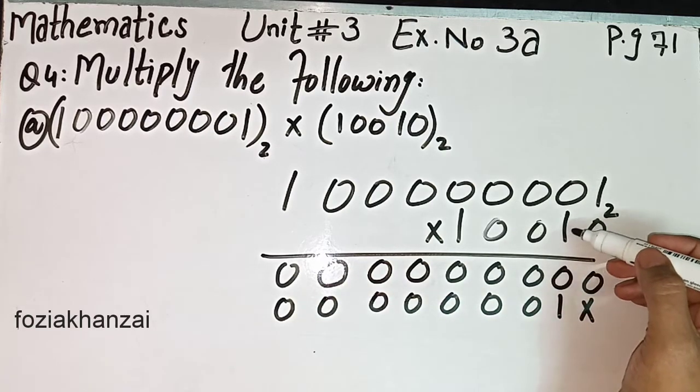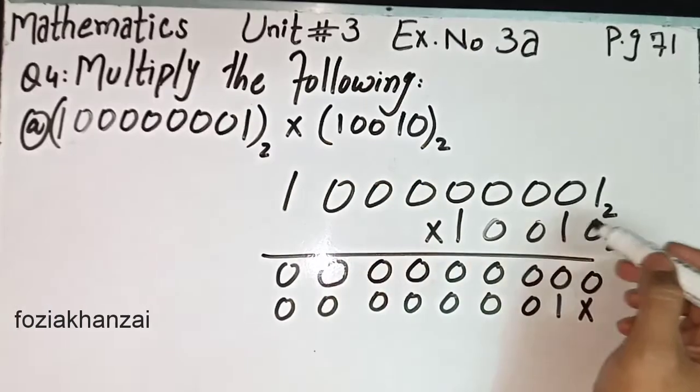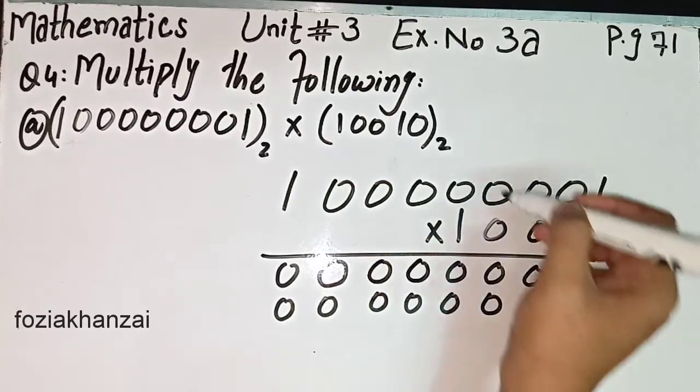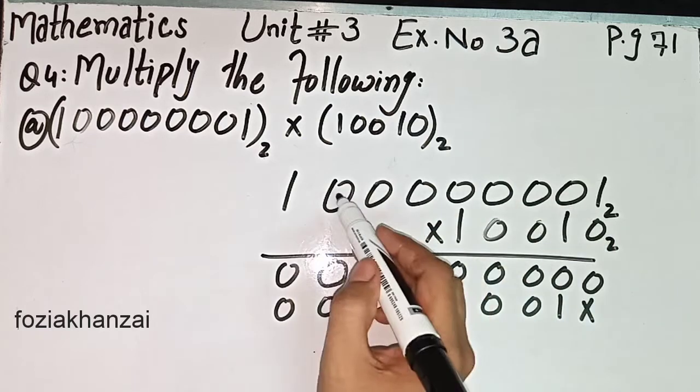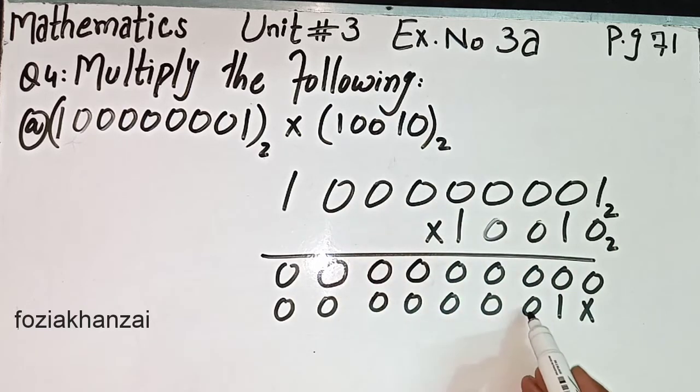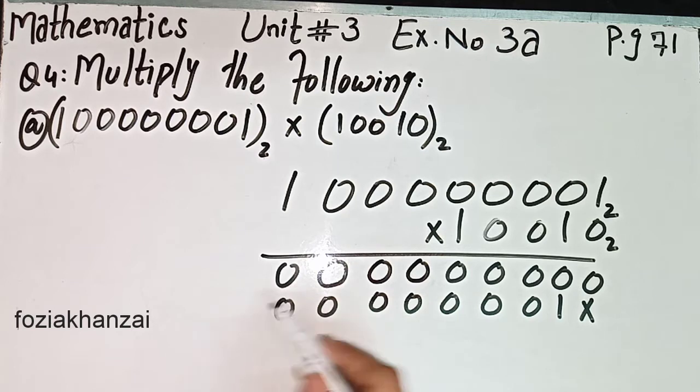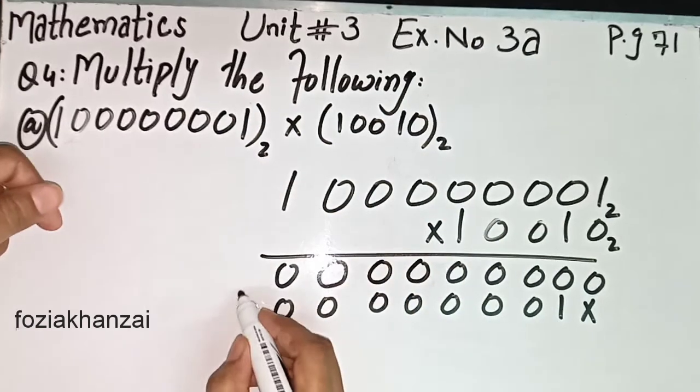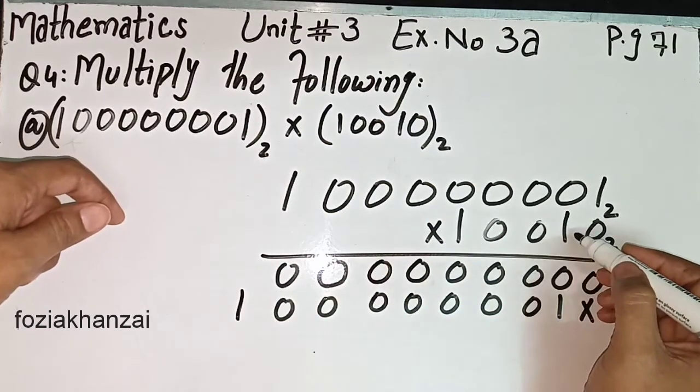Second digit 1, 1 multiplied by all 0. So 1 0 0, 1 0 0, 1 0 0. Now we have 7 0s, so we write over here 7 0s. 1 1s are 1. Second step done.